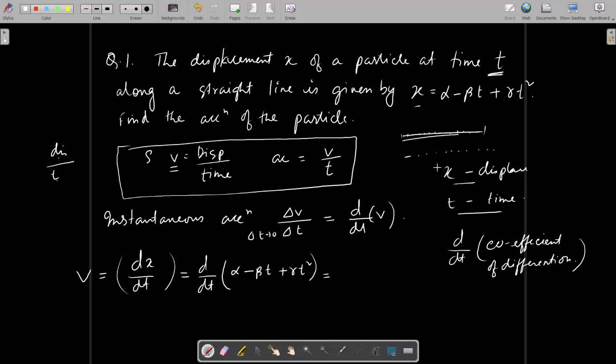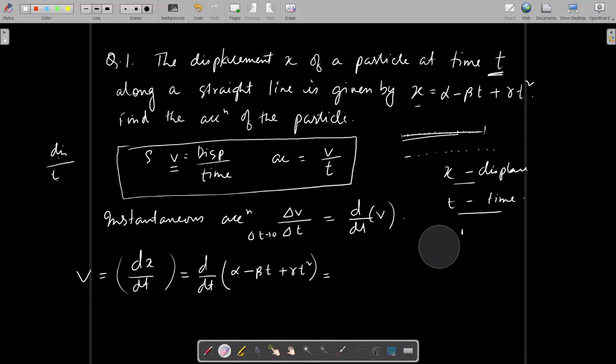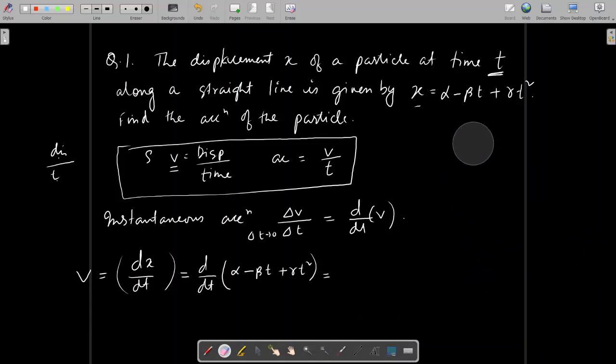Okay, so here, see, now here what is the differential coefficient? That is d by dt, and everything will change with respect to t. Okay, so to solve this you need to know some formulas. So I'll give the formulas here. So your formulas are differentiation.